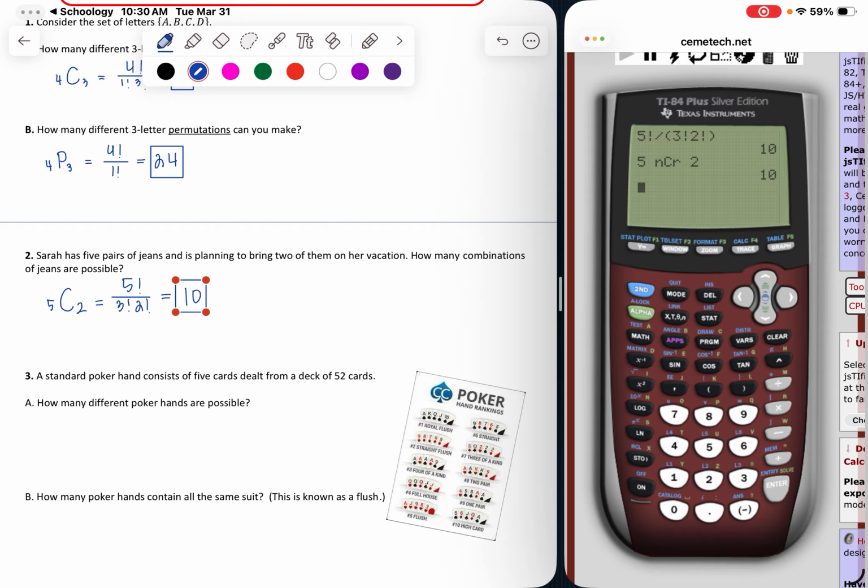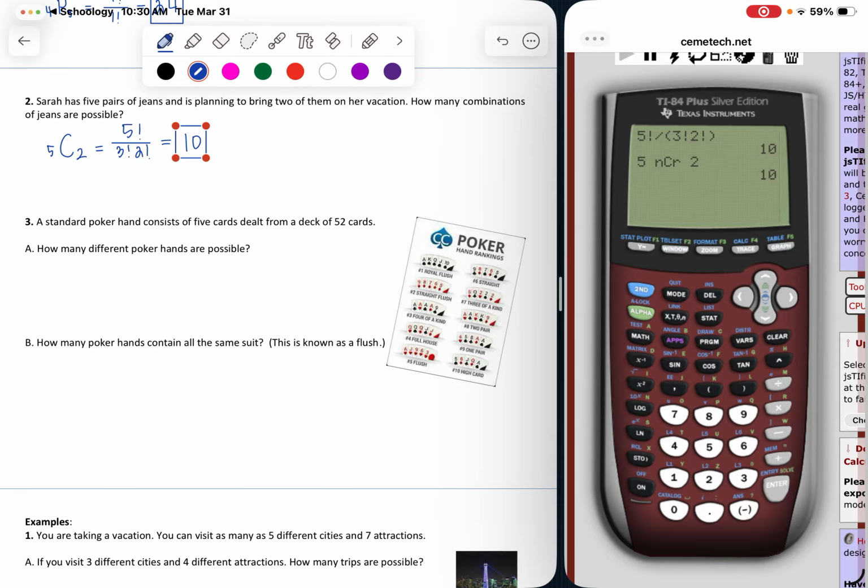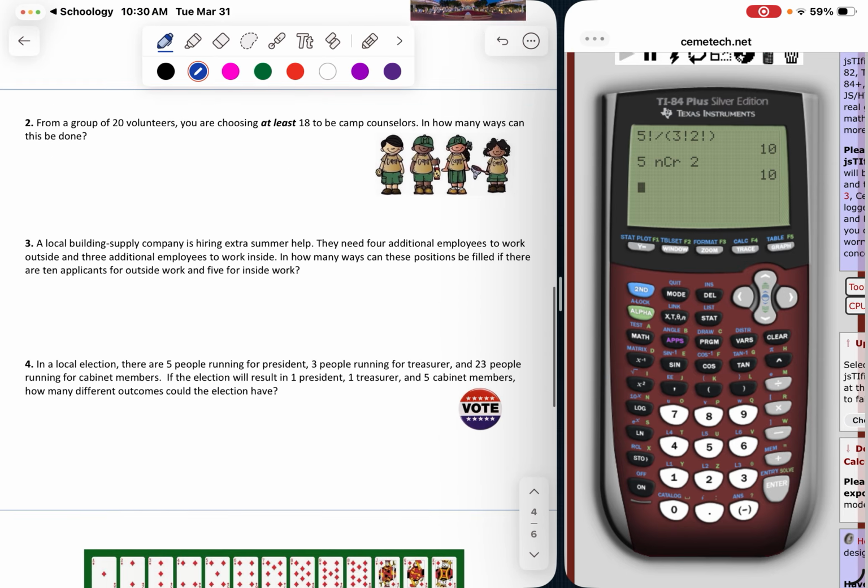All right, next it says a standard poker hand consists of 5 cards dealt from a deck of 52 cards. How many different poker hands are possible? Okay, so how many different poker hands are possible? So now we have to think if the order matters, right?